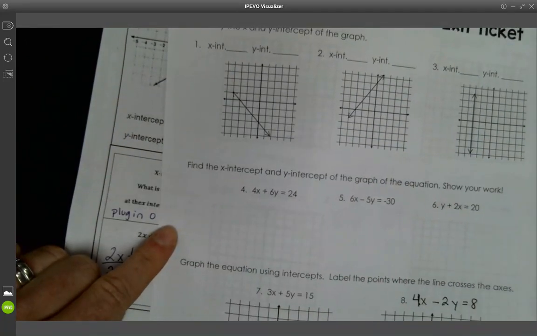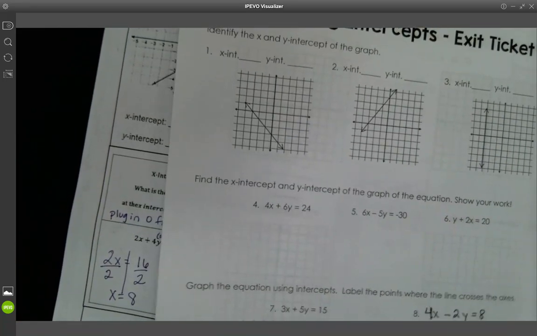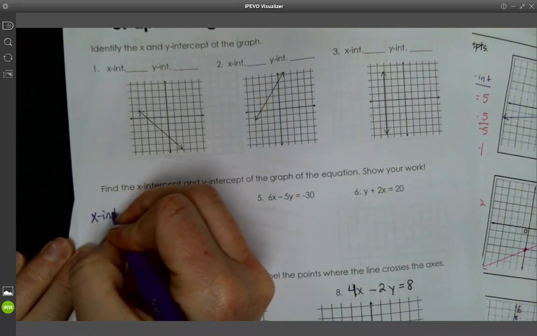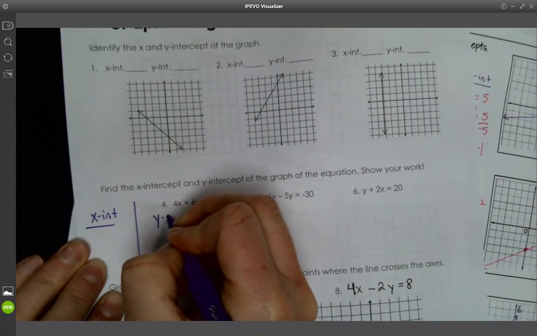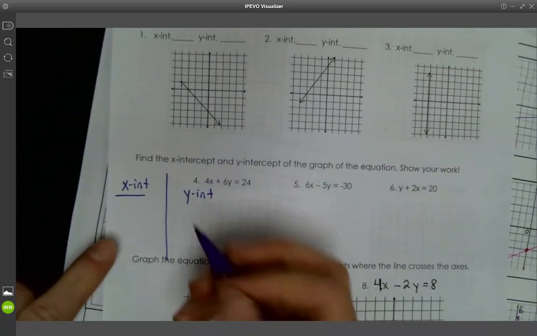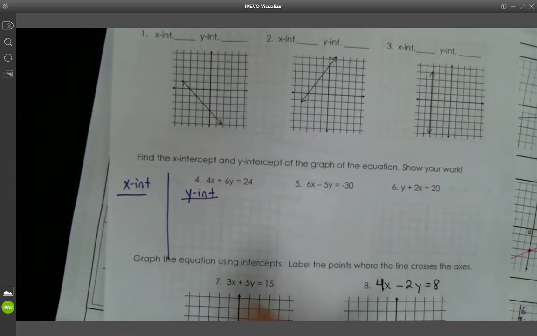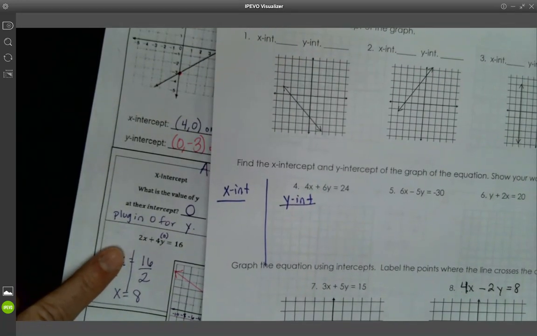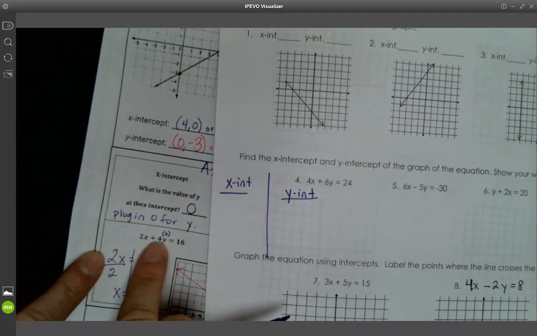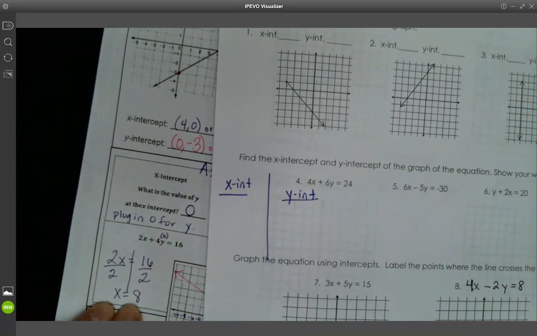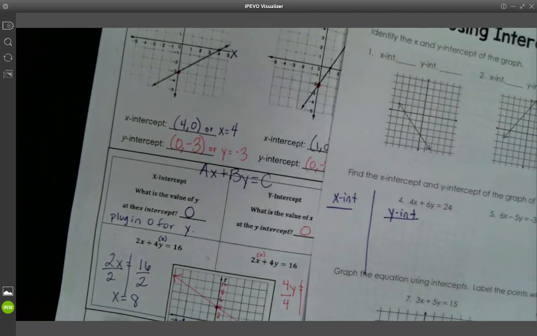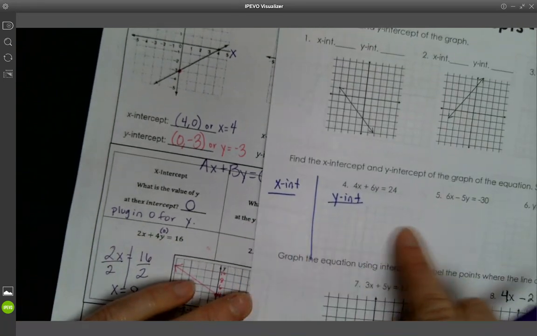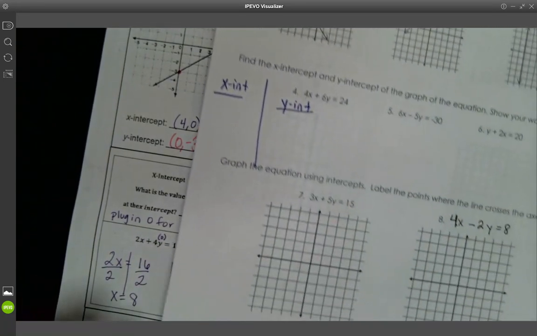For 4, 5, and 6, you're just finding your x and y-intercept. So same thing as we did in our notes where we wrote x-intercept, y-intercept. For each one of the problems, you're going to do that also. To find your x-intercept, it's when y is equal to 0. So you'll plug in a 0 for y, solve for x, and you'll have x equals a number. Your y-intercept, you're going to plug in a 0 for x and solve for y. You'll do that on 4, 5, and 6.